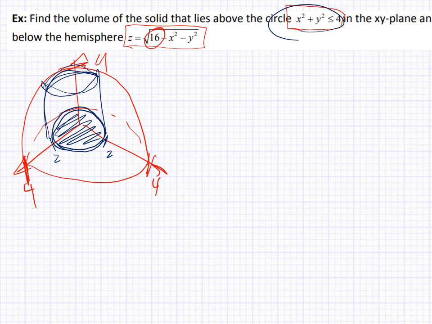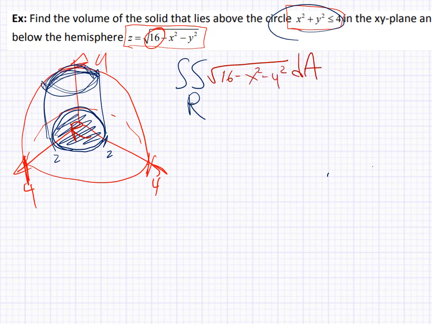And so it's kind of like a cylinder with this domed top to it from the sphere. And so the way we can do that is simply by doing the double integral over this region. The region is defined by this circle down here of this function 16 minus x squared minus y squared with respect to the area.